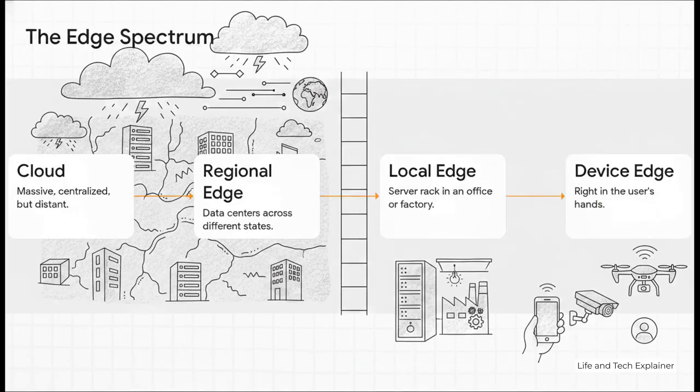Now, we have to realize the edge isn't just one specific place, it's more like a spectrum. Let's walk down this ladder together. Way up at the top, you have the traditional cloud, massive, highly centralized, but very distant. Moving a bit closer to the user, we hit the regional edge, which might be data centers distributed across different states. Step even closer, and you've got the local edge, like maybe a server rack sitting in the basement of an office building or an automated factory floor. Finally, at the very bottom, physically in the user's hands, is the device edge, the smartphone, the smart camera, the drone itself. As an architect, your main job is deciding exactly which tier your application actually needs to live in.